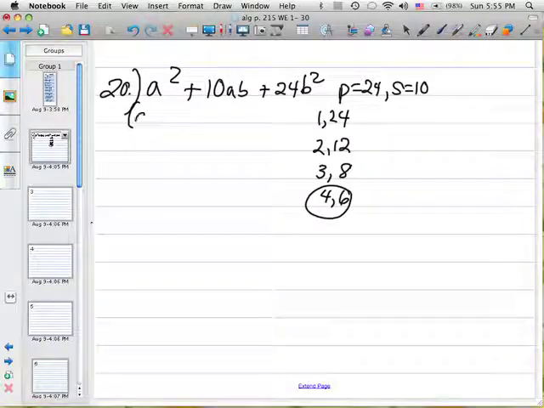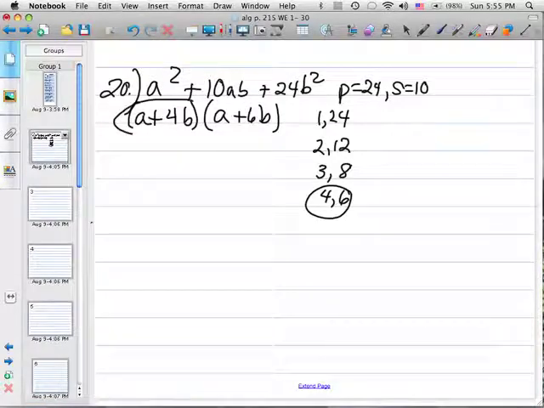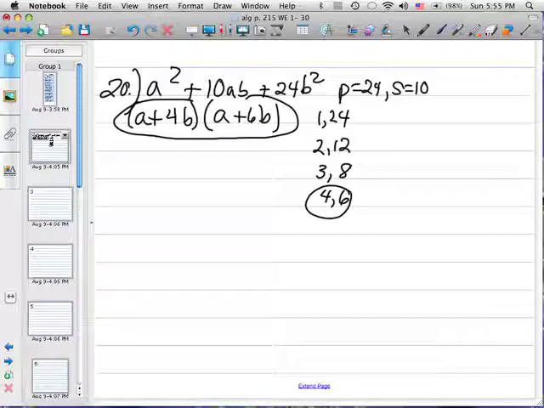So it's going to be the square root of a squared is a, the square root of b squared is b. So I have an a and a b. And I need to have one be plus 4b and the other one plus 6b. So you have to take the square roots of the ends.